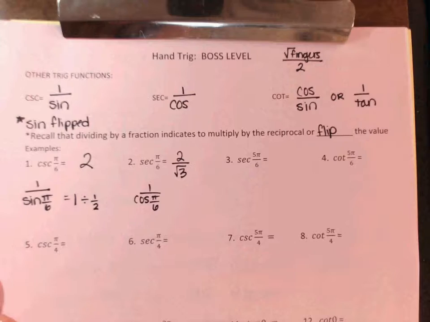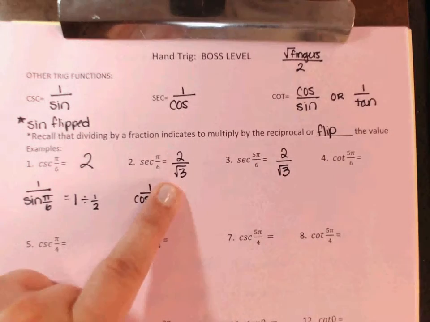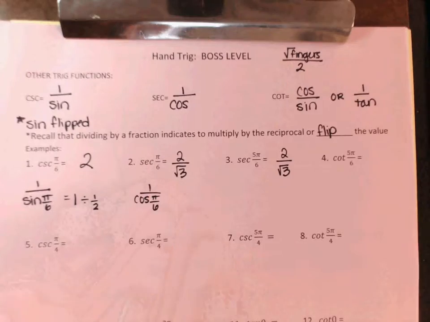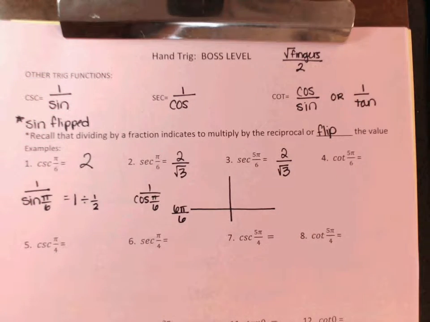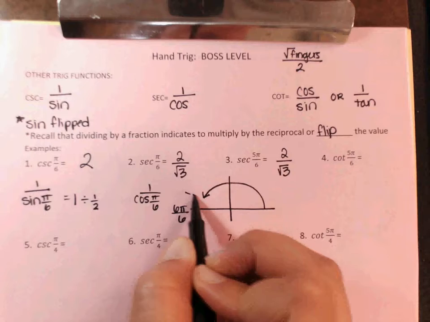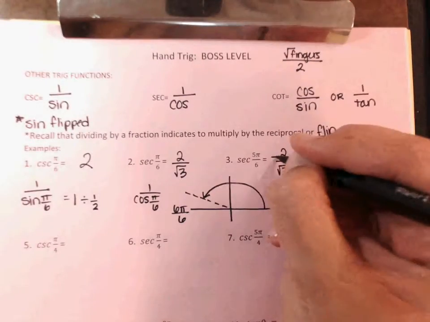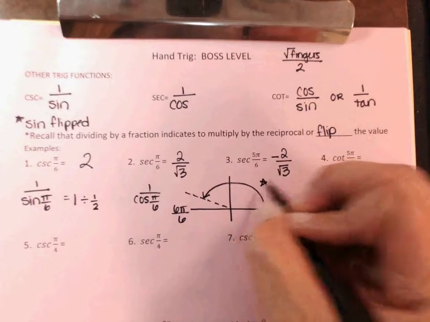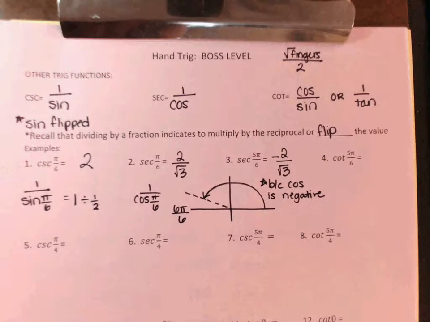Secant 5 pi 6. My reference angle is pi 6, so it's still going to be 2 over root 3. The only thing I have to check is what quadrant we're in. So let's review how to do that from yesterday. This is 6 out of 6. Where would 5 pi out of 6 be? I wouldn't make it all the way to here. I'd only go to 5, so that would put me there, right? Which letter is in that quadrant? S. Sine is positive. What does that mean cosine is? And so if I flip something negative, it would stay negative. So I'm going to put a little star here, because cosine is negative. And so when you divide something by 1, it won't change the sign. If it started negative, it'll stay negative, yeah?